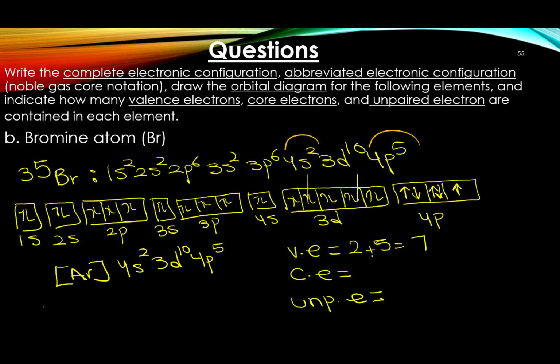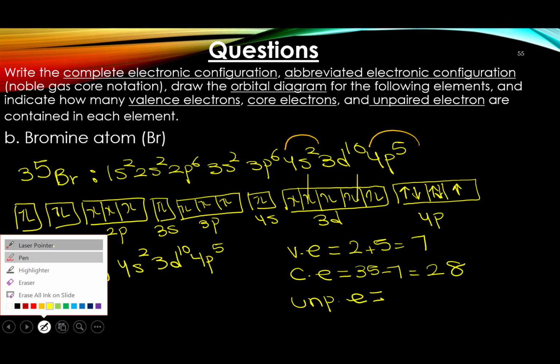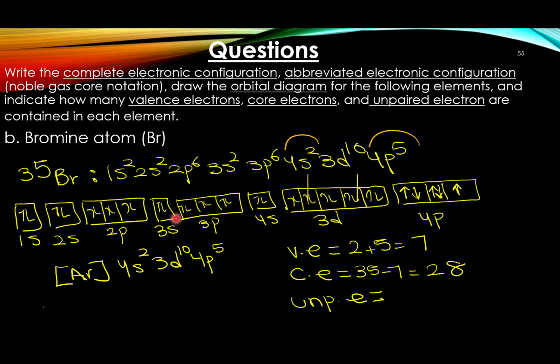Now how many core electrons does it have? It's the total number of electrons minus valence, which is 35 minus 7, which is 28. Then bromine has 7 valence electrons and 28 core electrons. Now, how many unpaired electrons? For the unpaired electrons, we look at the orbitals. Look here. Everything is paired up except here. It only has 1 unpaired electron. Okay, that's how we do it.